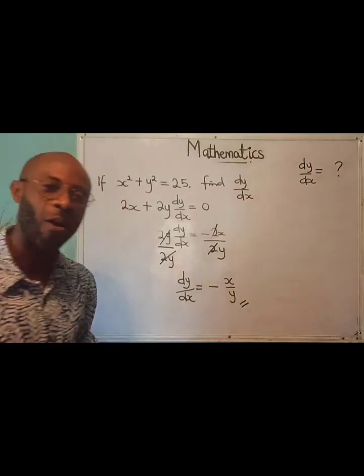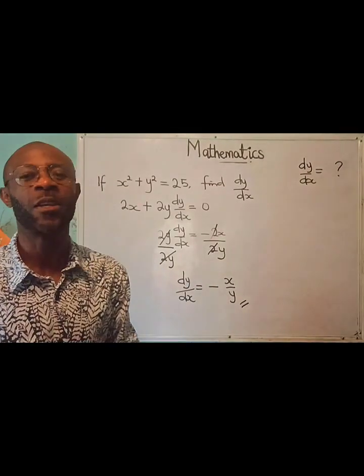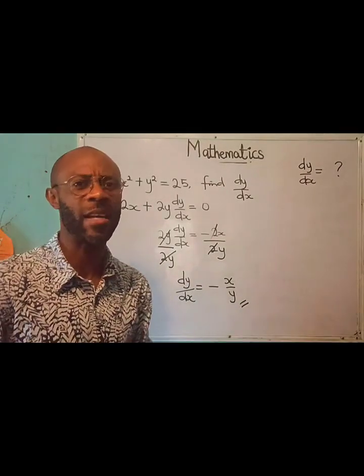So this is how we work on implicit functions. Okay, so this is the first example. Let's take another example and see.